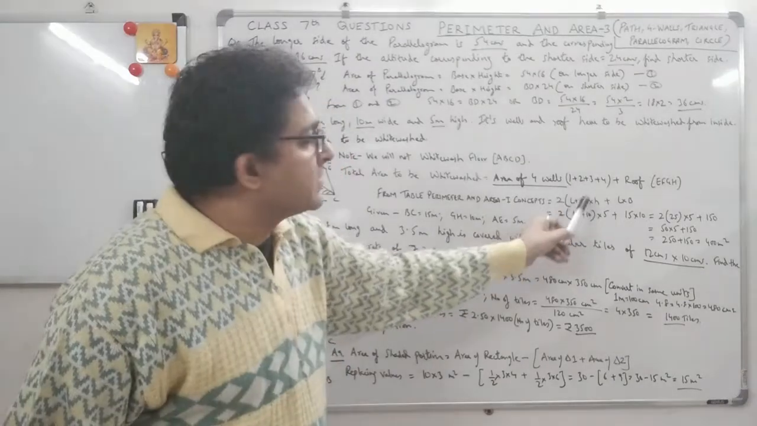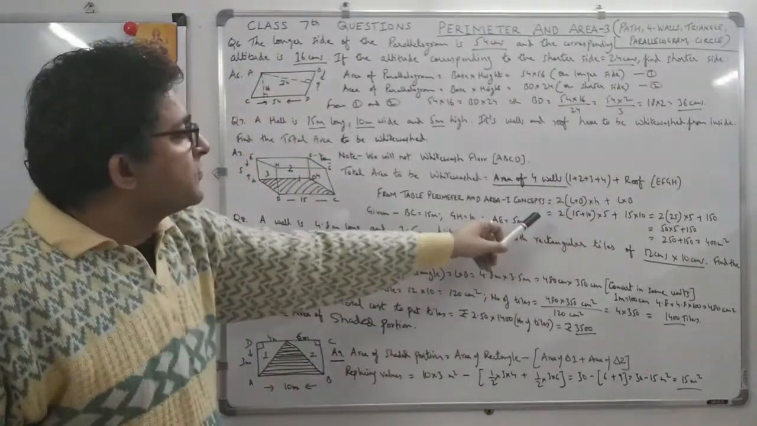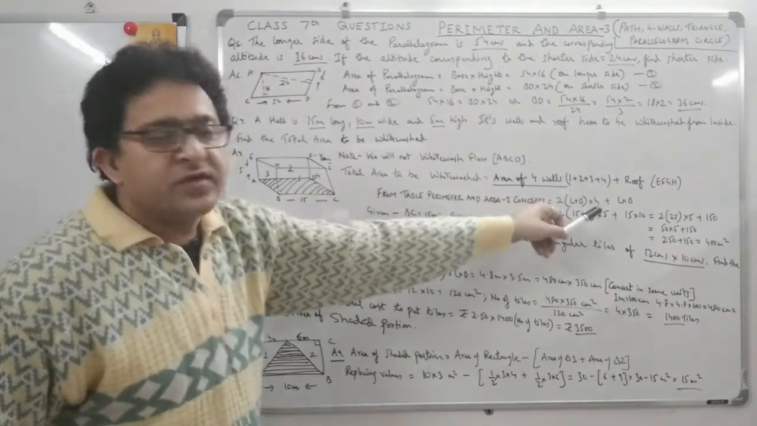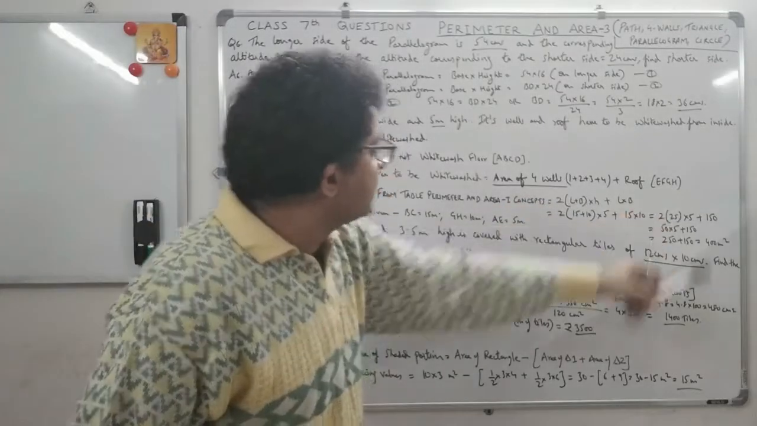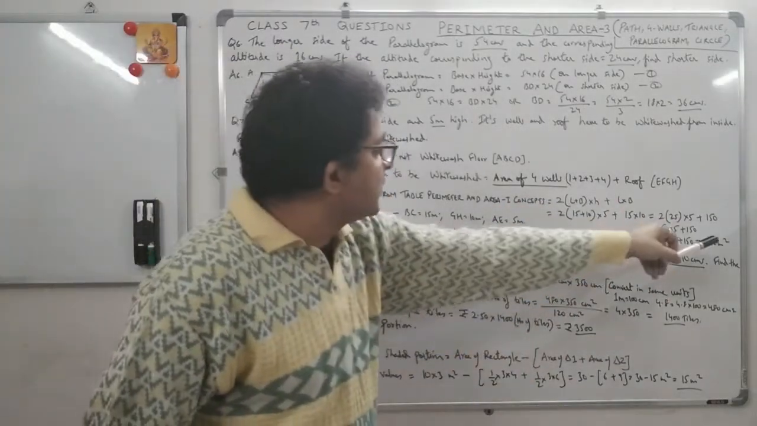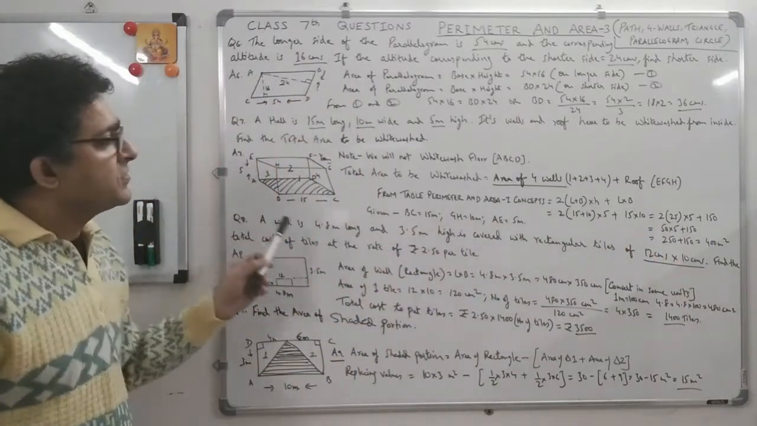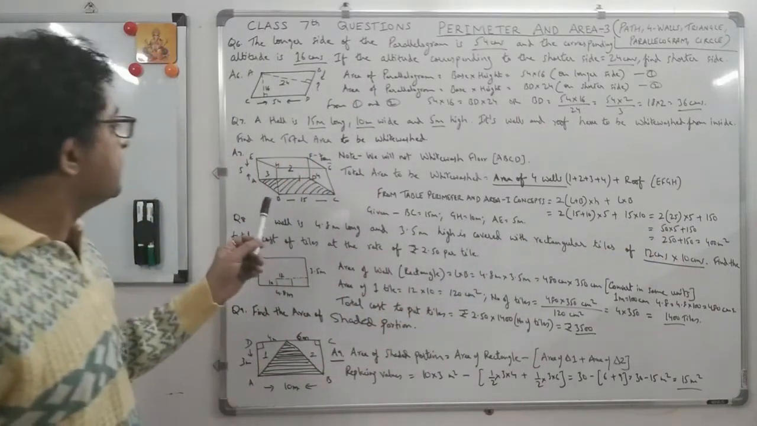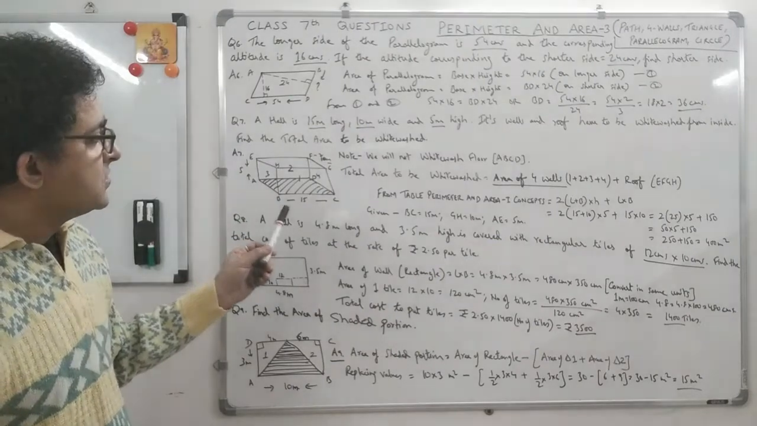This whole has to be multiplied by h outside, right? So first you have to do 2 twice length plus breadth, which is 2 into 25, and that is 50, and then into 5. Height is 5, right? This all is in meters. Is it meters or centimeters? This all is in meters, right?